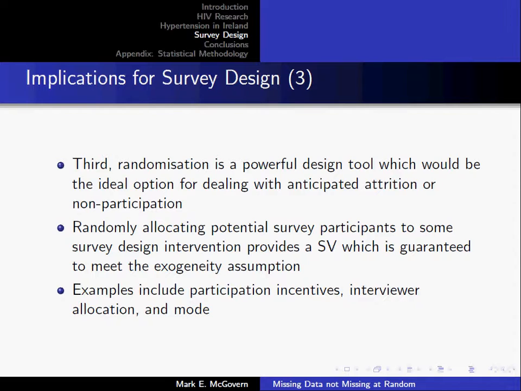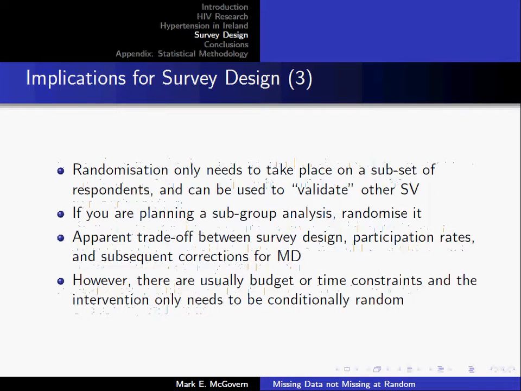So yeah, participation incentives, interviewer allocation, mode of the survey are all potential examples of this. And it's not that the randomization has to be over the whole survey. So it might be that you're intensively following up on a particular subgroup. So that's still fine.